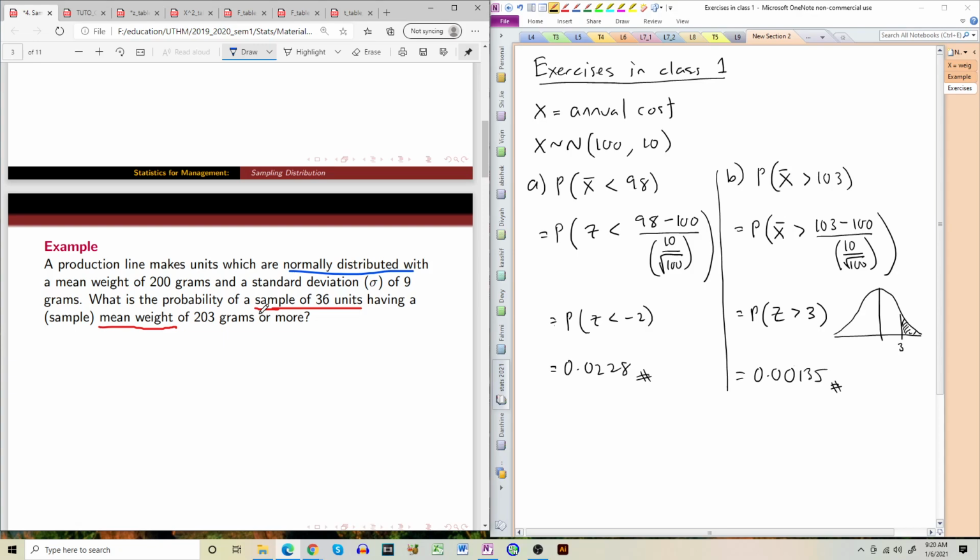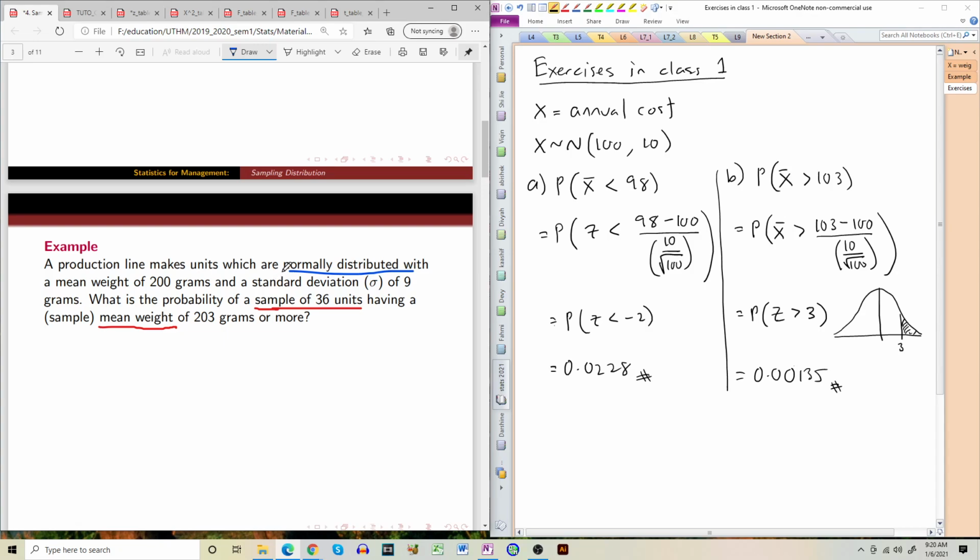Later on, maybe in the tutorial, I will introduce you to 2 more tables, the T table and F table. The one we are using for normal is the Z table. So altogether you will learn 3 tables. So far we are using the Z table. Later on I will introduce the T table and F table.